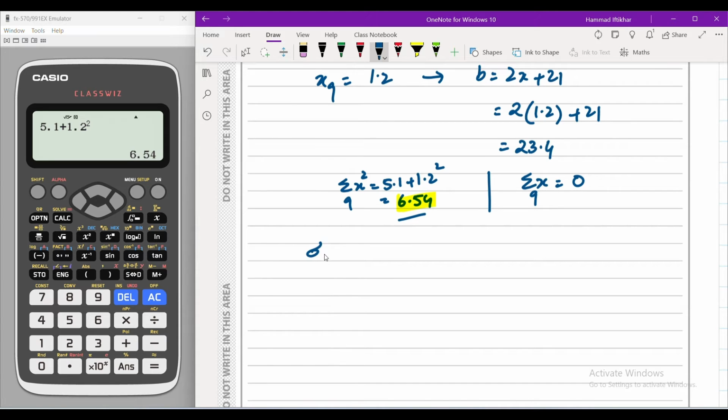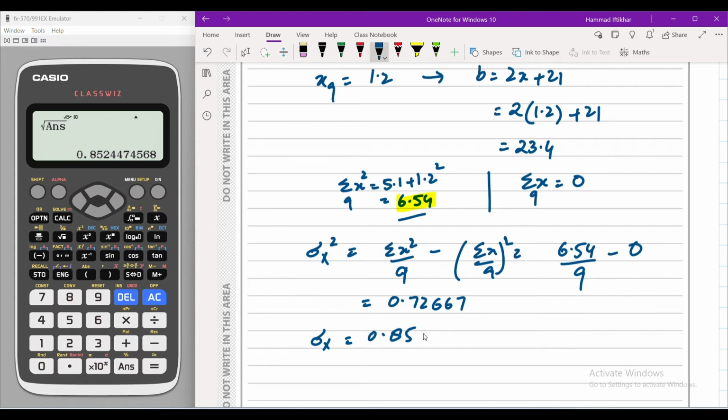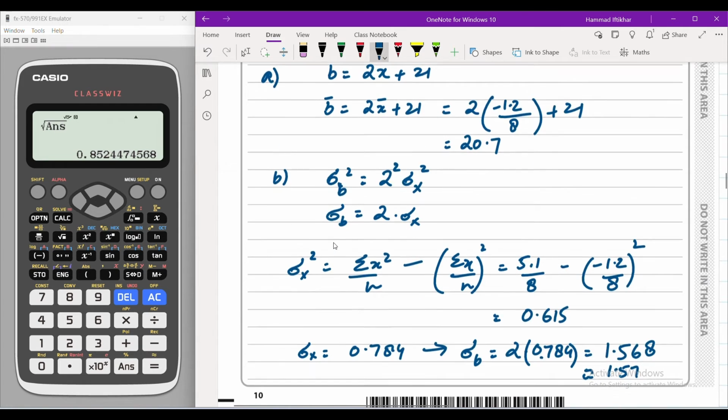Okay, so first we start off with the variance. Sigma x squared divided by 9 now minus (sigma x over 9) whole square. So sigma x squared is now equal to 6.54 divided by 9 minus sigma x is now 0, so that's 0 divided by 9. So variance is 0.72667. So standard deviation will be the square root, 0.852. Right, okay. And that was C1 and 2.